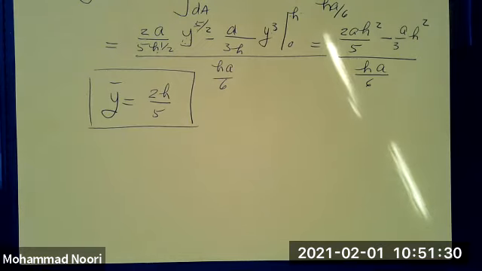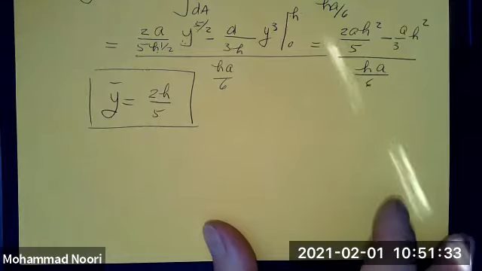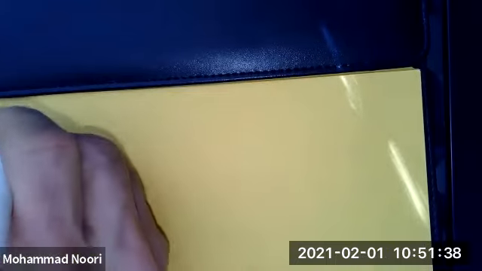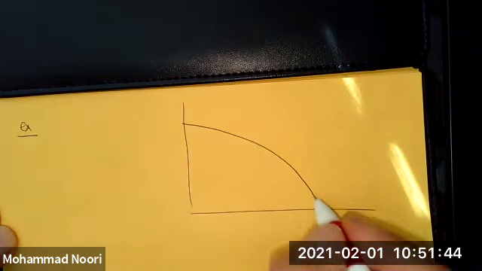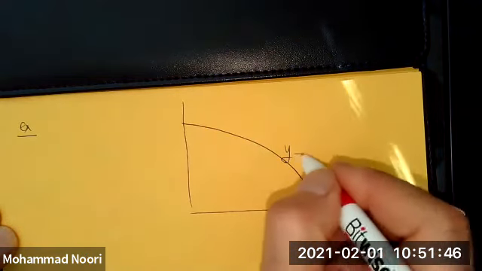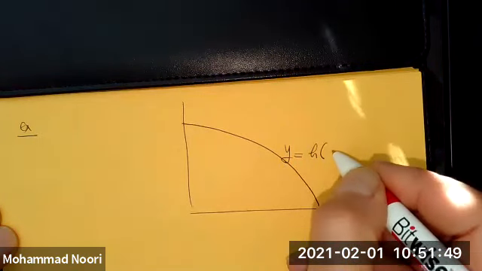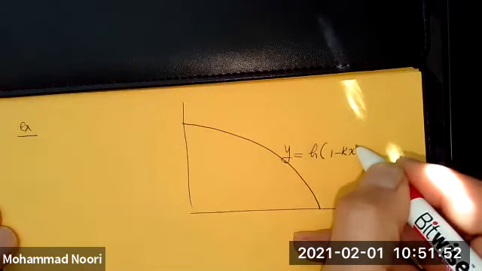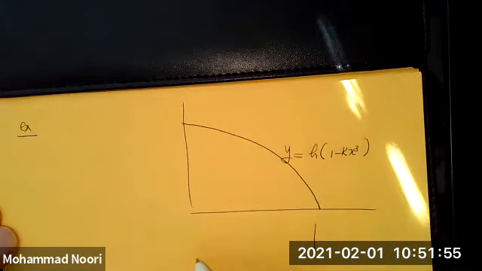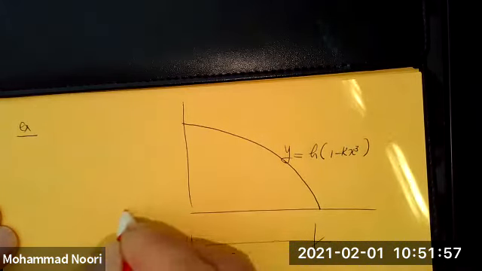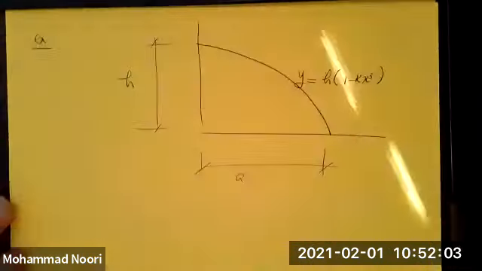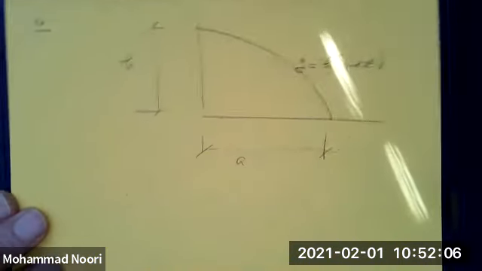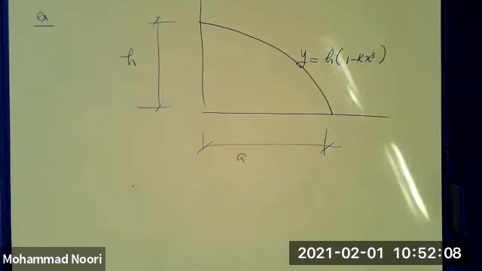All right, but let me go over yet another problem. I'm giving you another example. Let's say you have a function that looks like this. This y is given as h times (1 minus k x cubed). This is a, this is h. So let's follow the same procedure.